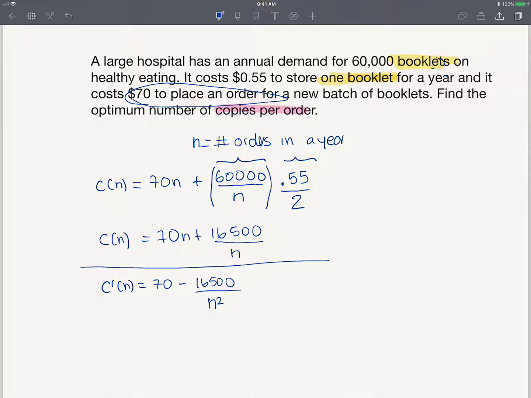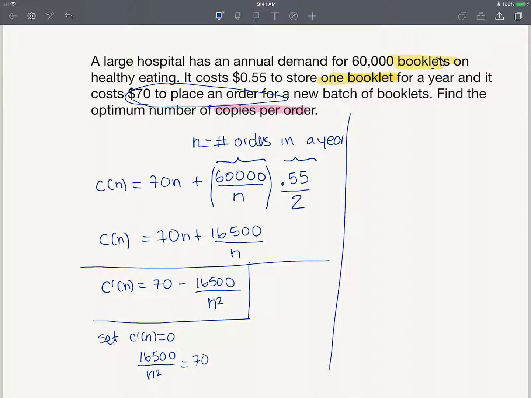So now all I need to do is find critical points, put it equal to 0. So let's set C prime of n equal to 0 and solve it. So I have 16,500 divided by n squared turns out to be 70, right, once you move it around. So that means that 70 n squared turns out to be 16,500. So n squared is 16,500 divided by 70. So n is the square root of that.